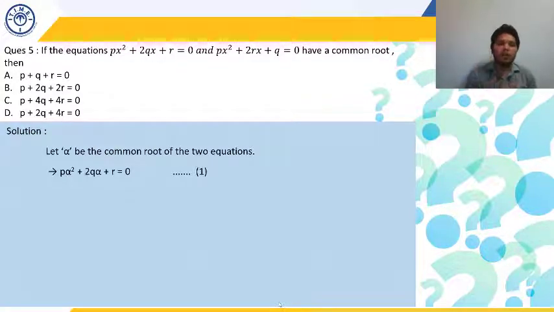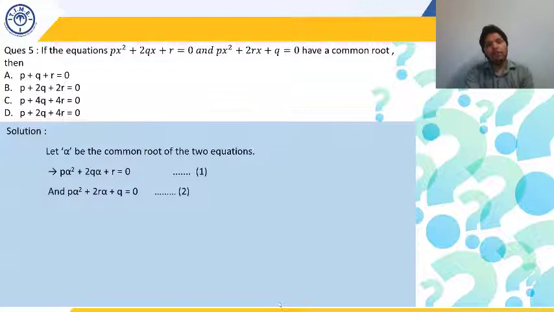If we put the value of alpha, then we'll be getting 0 on the right hand side. Instead of x, we can put alpha in the first equation because alpha is the root, so it will satisfy the equation. It becomes p alpha square plus twice q alpha plus r equal to 0. Similarly, alpha is the root of the second equation as well, so instead of x, we put alpha in the second equation also. What will we get? It is again p alpha square plus twice r alpha plus q equal to 0.